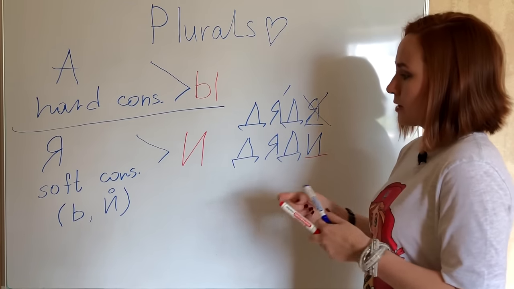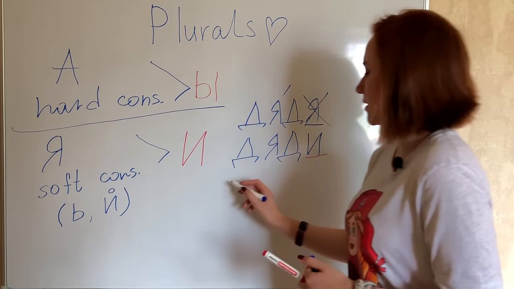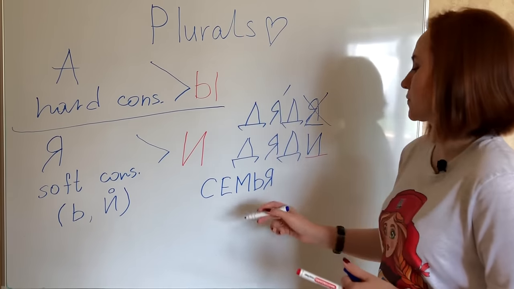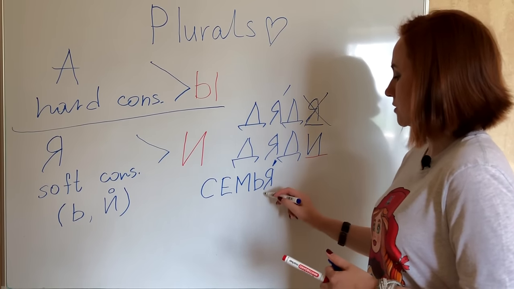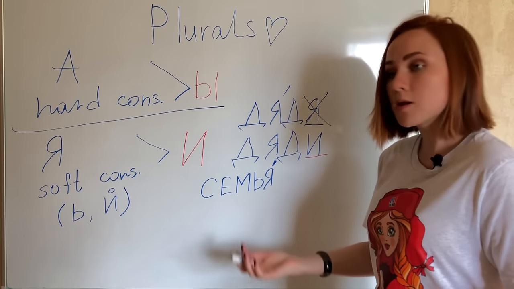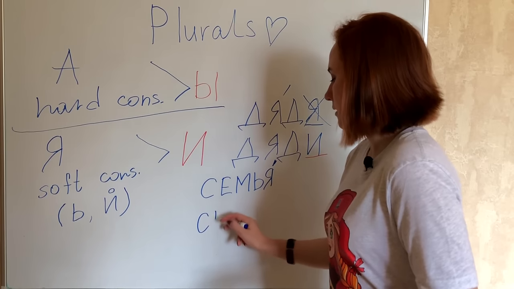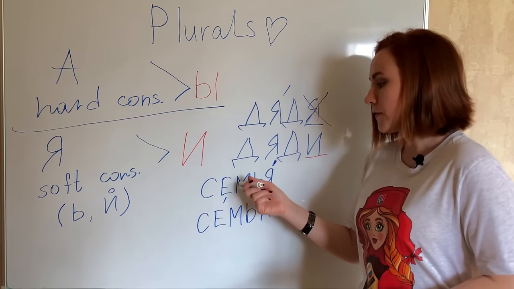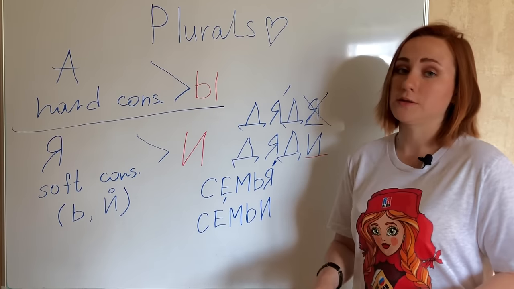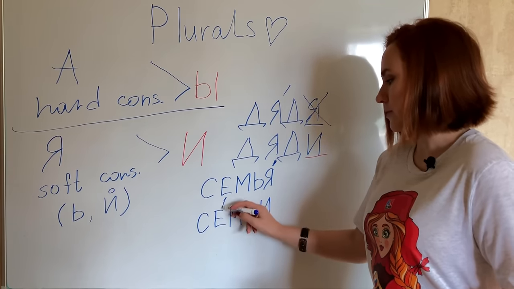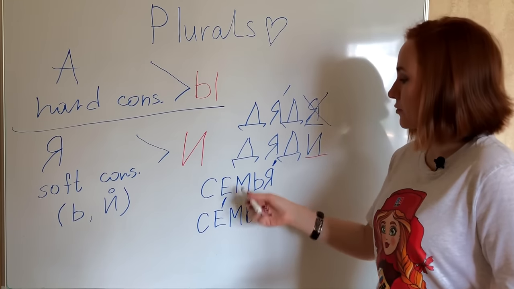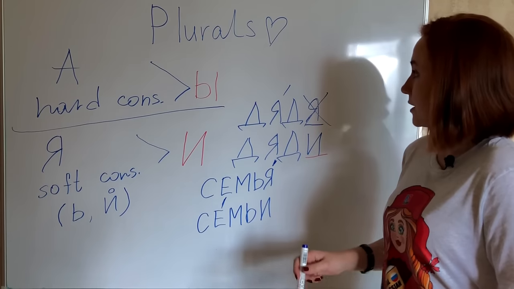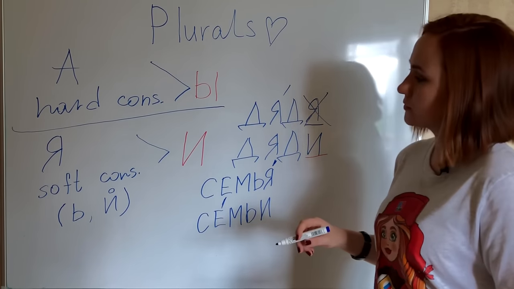Or maybe the word family, семья, семья. You, I hope, already know these words. Семья. How do you think, what do we do here? We replace я with и, and we are getting the word семьи. Семьи. One family, семья, many families, семьи. Remember the stressing right now when you're writing it down. Always learn it together with stress. So, семья, семьи, let's get to this one.